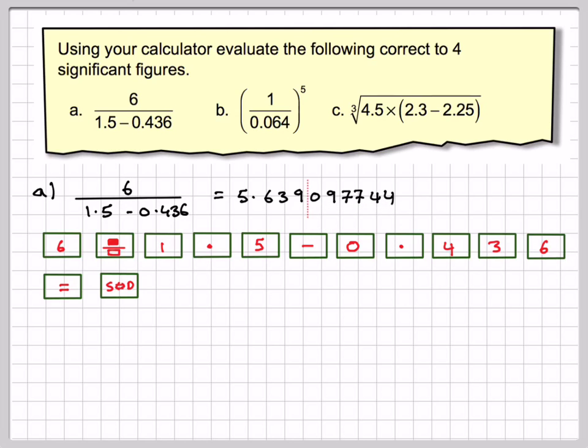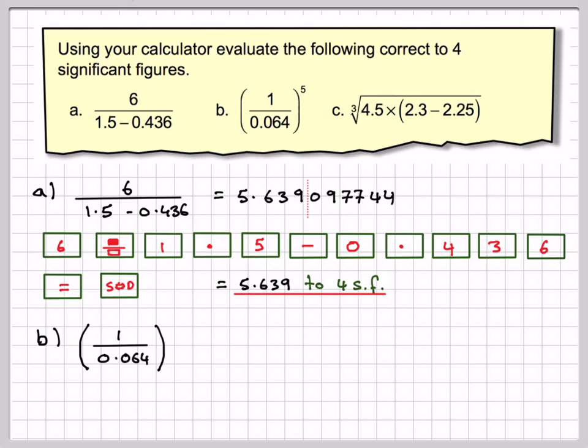5.6390977744. The next one, we need to round this off to four significant figures. So first figure, second figure, third figure, fourth figure, and that 0 has no effect on the 9, so to four significant figures that will be 5.639 to four significant figures.